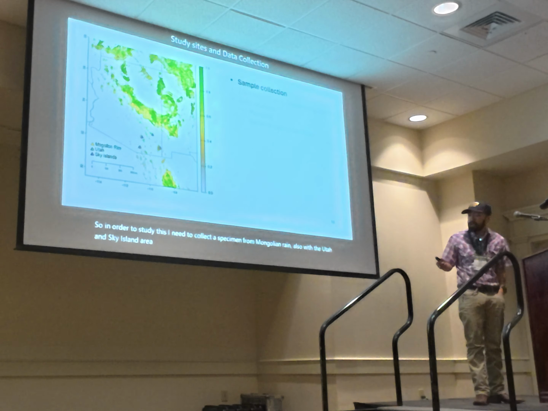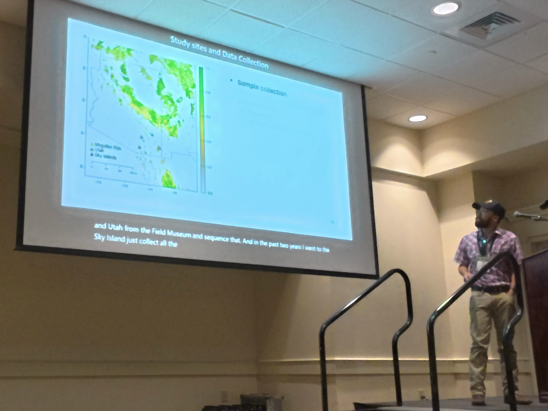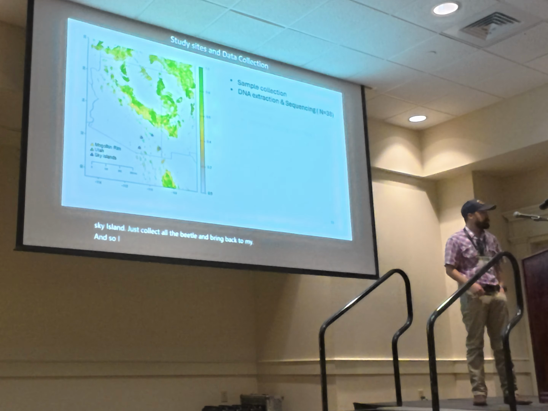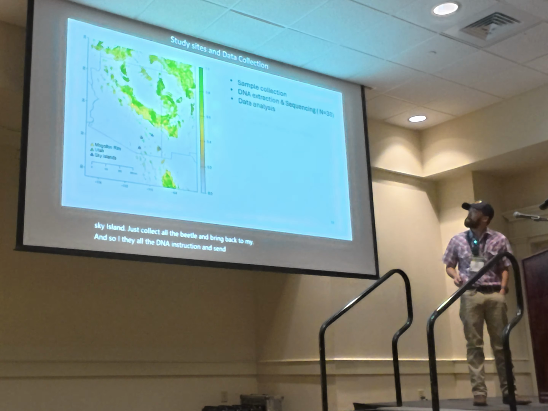And in the past 2 years, I went to the Sky Islands to collect all the beetles and bring them back to my lab. I did all the DNA extraction and sent it out for sequencing. And for the data analysis, the first step is called mapping.